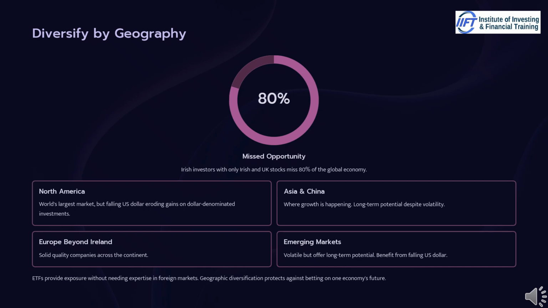The trick is you don't need to be an expert in Chinese markets. That's where the ETFs come in. But more on that in a moment. Geographic diversification protects you from betting everything on one economy's future.